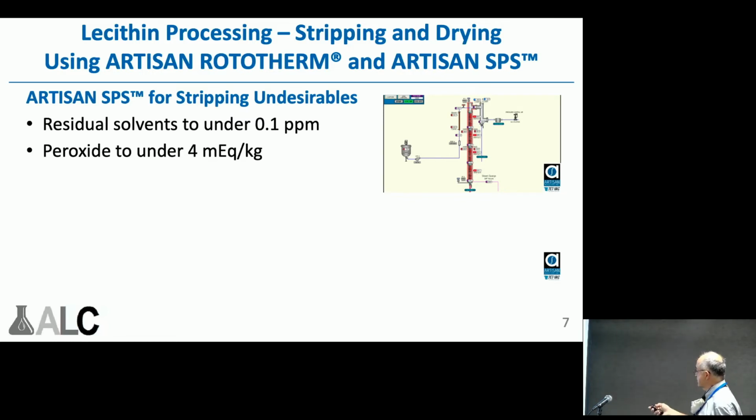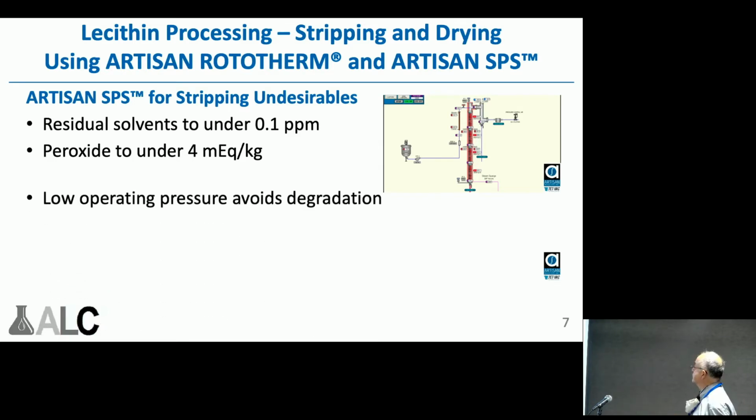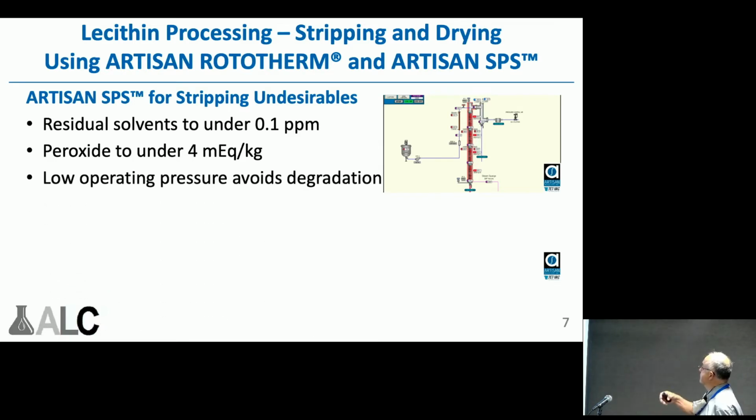So that's what this machine does for us: to dry the lecithin very efficiently. It also removes peroxide. This is the advantage. Like I said, it's a dual purpose: to dry, but also to refine and purify the lecithin as well.